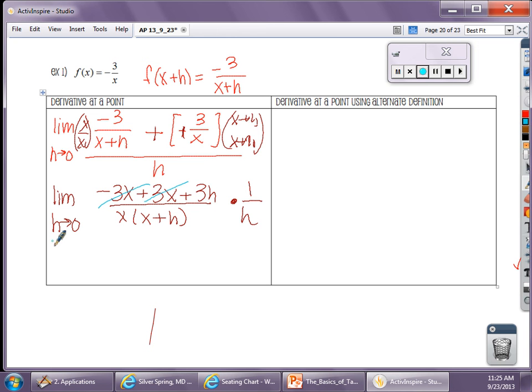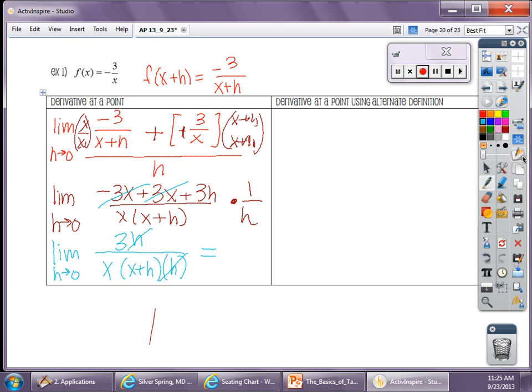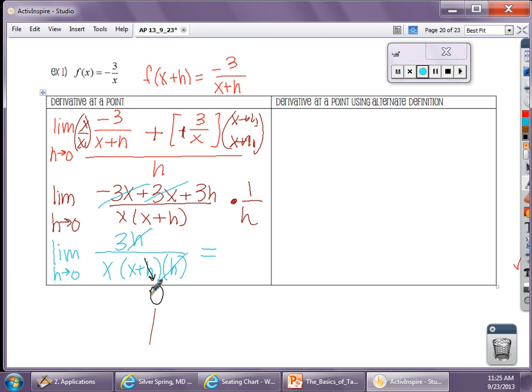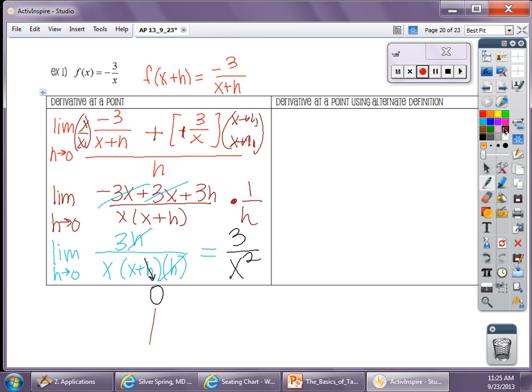I'll write in the step just so we have it. I get 3h over x times x plus h times h. The h's cancel. I'm going to actually put in the limit now. What should the h go towards? And what do we get as our answer? 3 over x squared. So if we do it correctly, we should get the same answer on the right side. I'm just trying to show you two different methods. Either one works for me. I don't care which one you use.